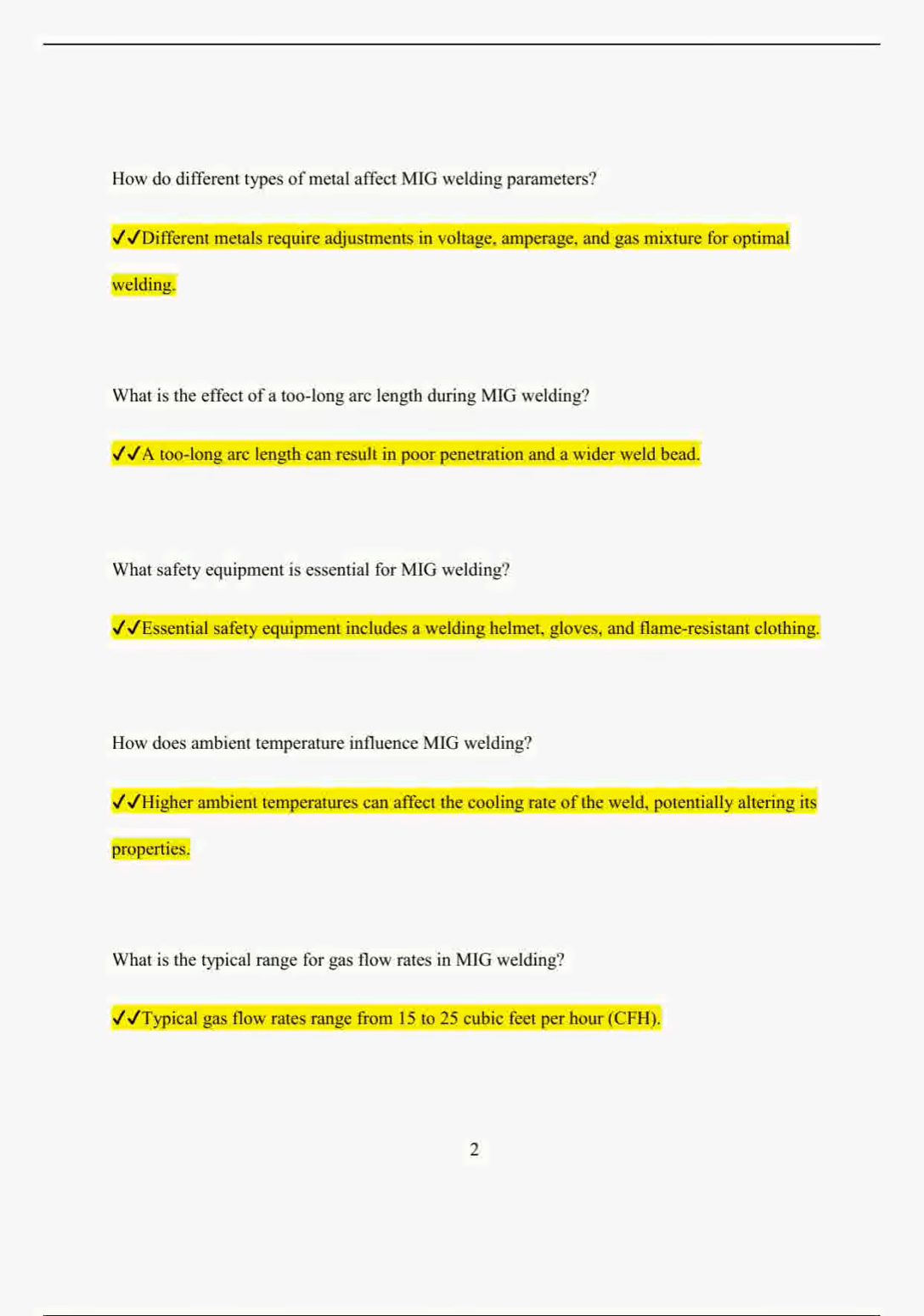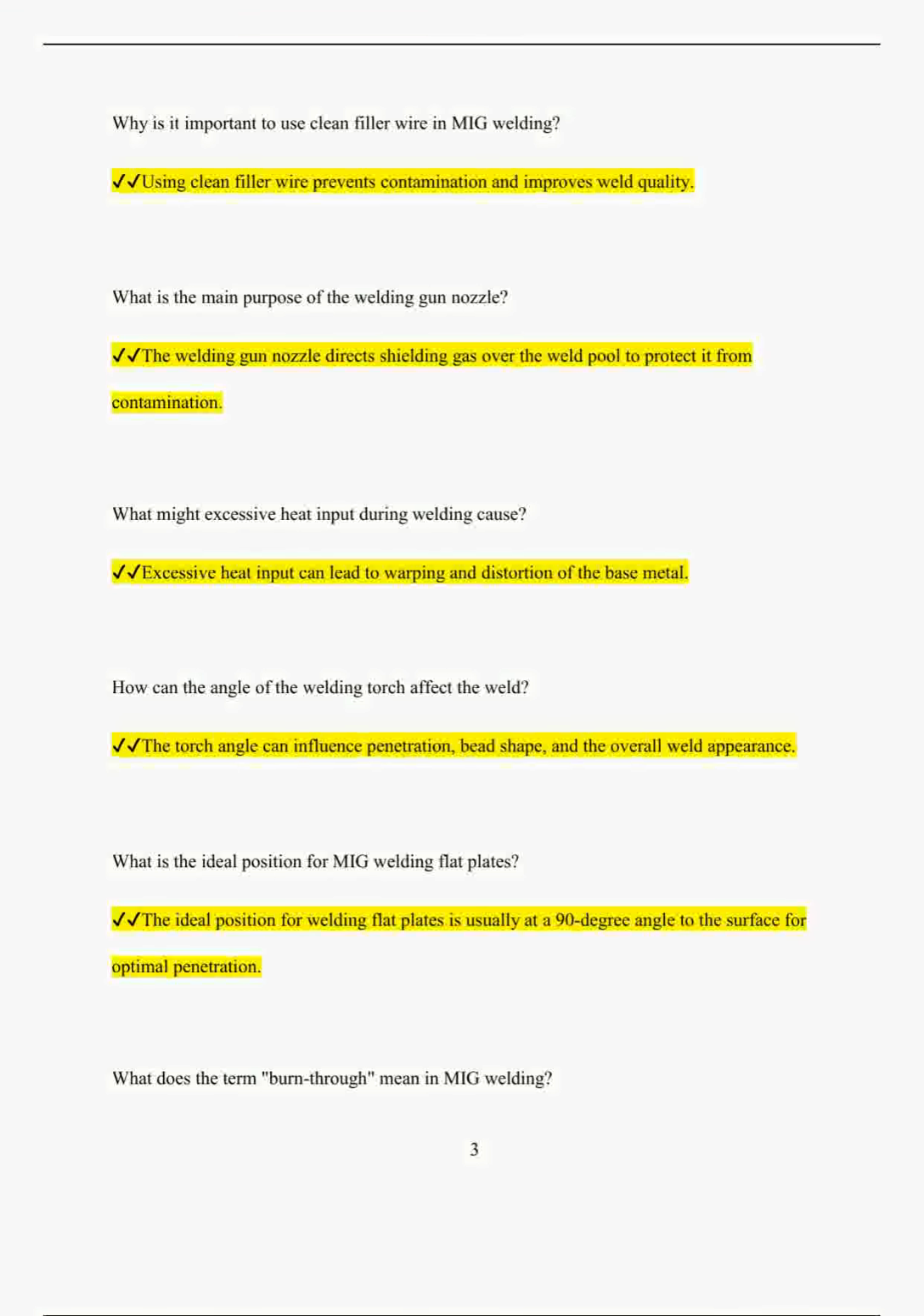What is the typical range for gas flow rates in MIG welding? Typical gas flow rates range from 15 to 25 cubic feet per hour, CFH. Why is it important to use clean filler wire in MIG welding? Using clean filler wire prevents contamination and improves weld quality.